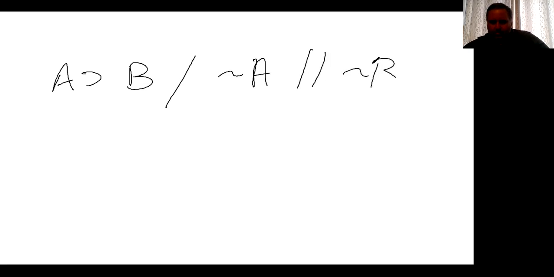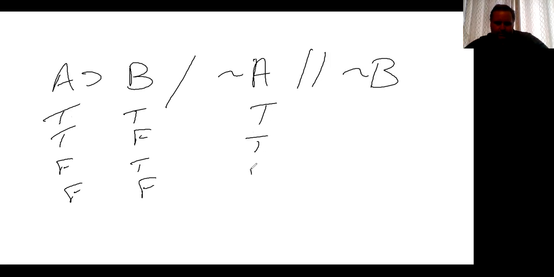So let's just do a quick example of an invalid argument. Let's say A horseshoe B, tilde A, and then the conclusion is tilde B. This is what we call negating the antecedent, and it's a formal fallacy, which we'll talk about in our next week's lesson. But I'll go ahead and show it to you here. You do it just like before: true, true, false, false for A, and true, false, true, false for B. You have to make sure the A matches, right? And then you negate that: false, false, true, true.